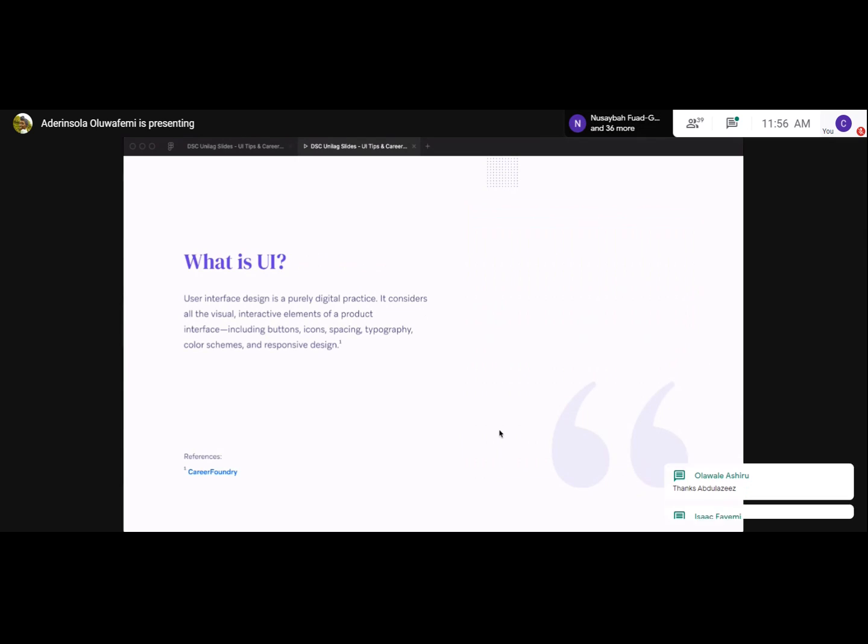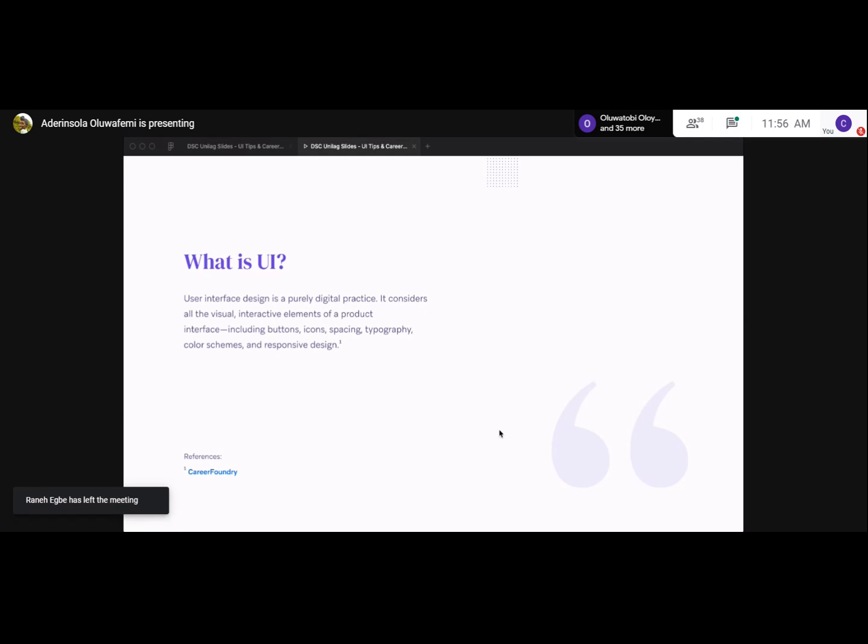So what is UI, right? I'm just going to read out what I have here. User interface design is a purely digital practice. It considers all the visual interactive elements of a product interface, including buttons, icons, spacing, typography, color schemes, and responsive design. So the summary of all this is that UI is basically just the visual interface, right? Like apps that you look at, websites, digital platforms, the typography that's used, the colors, the buttons, all of this is just the visual interface. I hope that's clear.